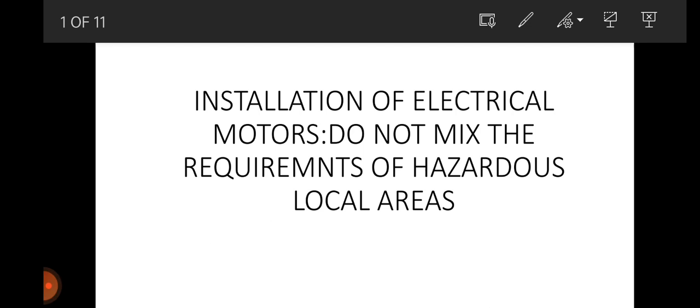I'm here to explain about installation of electrical motors. Do not mix the requirements of hazardous local areas. When the electrical motors are installed, the requirements of other hazardous local areas we cannot mix with it, so that they are preserved and protected and can work properly in that area without any disturbance. So let's go into this.